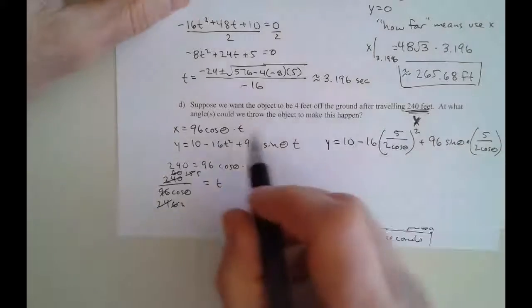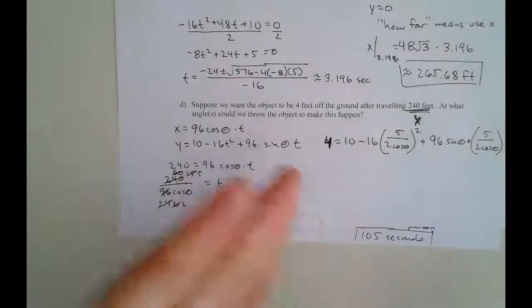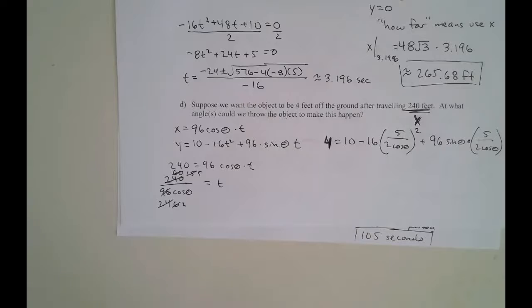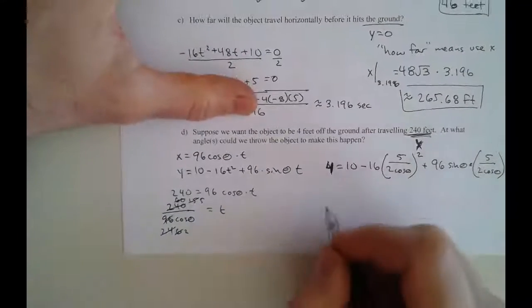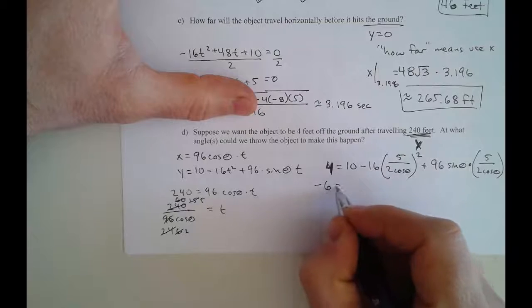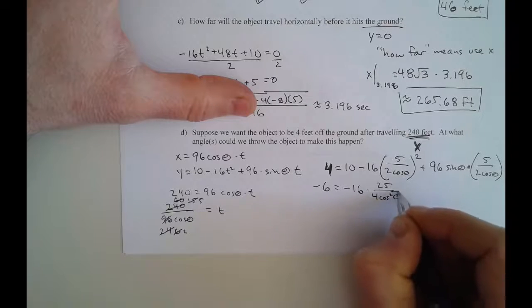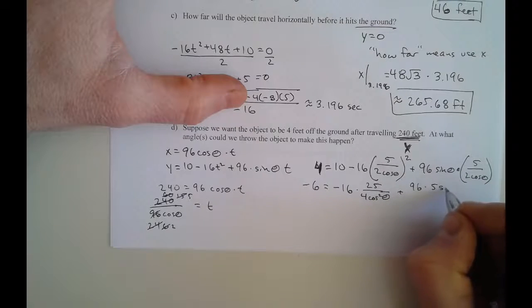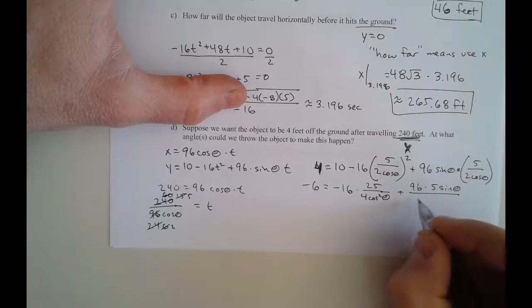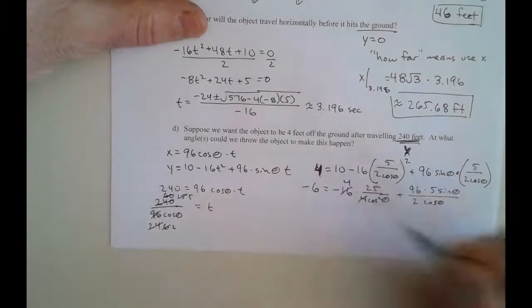Suppose we want the object to be 4 feet off the ground, so let's find the angle that will make this true. If you look at this, now we have an equation with one variable. We can do this. It doesn't look like it's going to be the most fun problem in the world with all this algebra here, but let's see what we can do. Let's move this 10 over. Then we're going to have 96 times 5 sine of theta on the numerator and 2 cosine of theta in the denominator. I'm just checking my work against my previous work to make sure I did everything right. I think I'm doing okay so far.